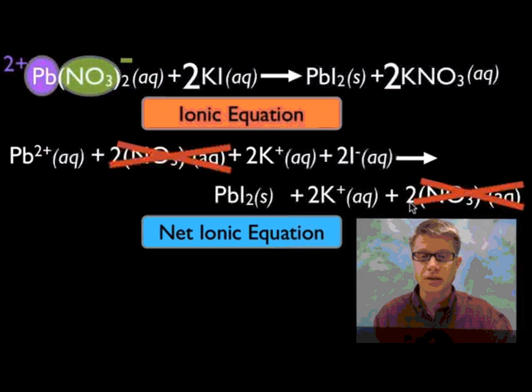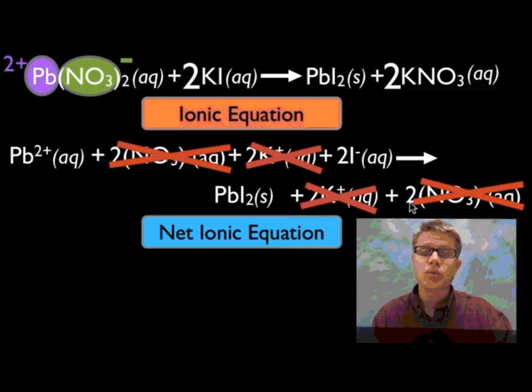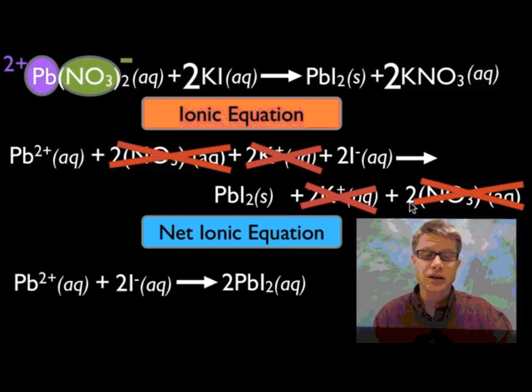Can you find something else on the left side that's also on the right side? That's going to be those potassium ions. So I can cross those out as well. Once I've crossed out all those spectator ions, I can write it out like this, and that's going to be my net ionic equation. It's really just showing what atoms are part of this chemical reaction that are actually forming these bonds.